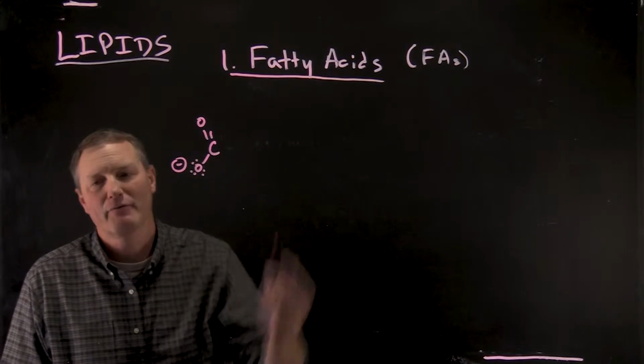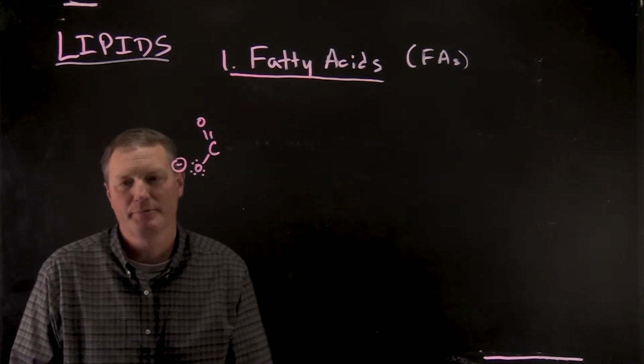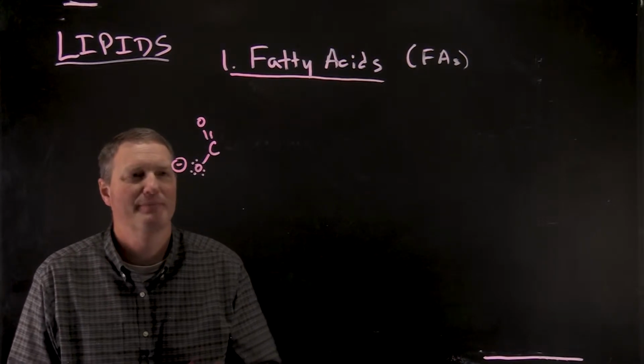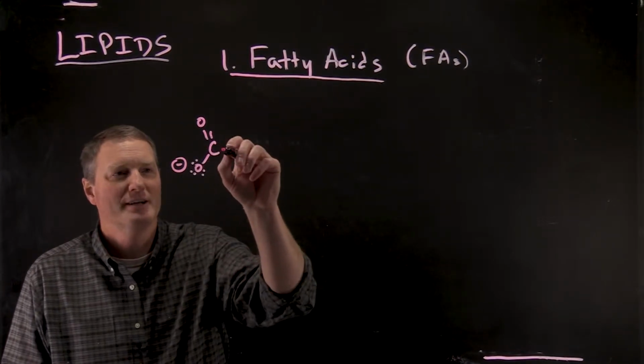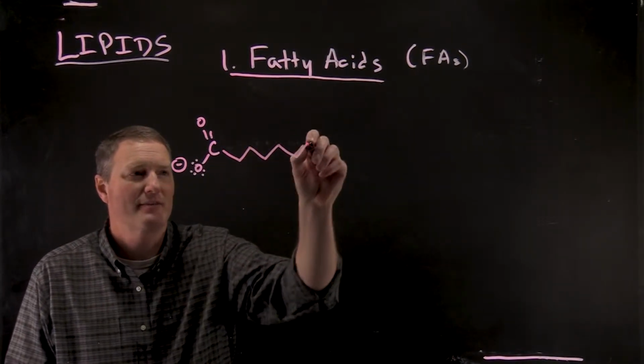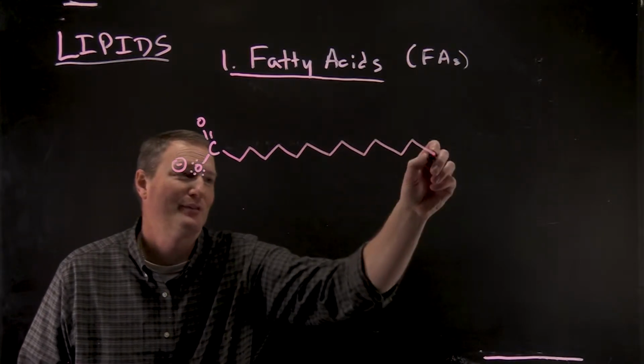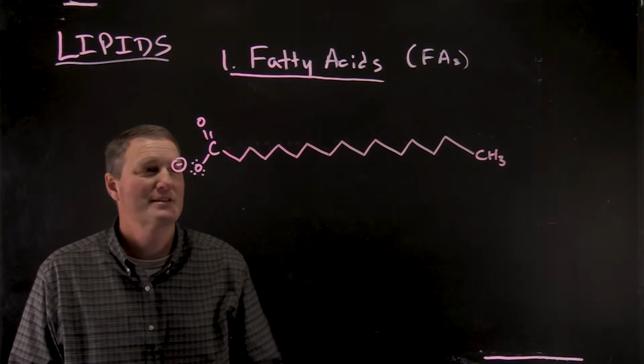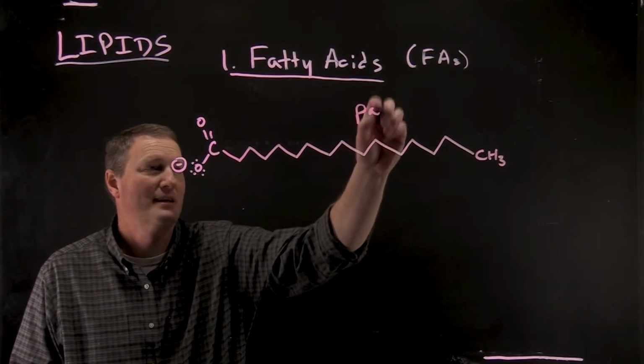And these then have long hydrocarbon chains in them. So I'm going to draw palmitate, which is the C16 version. So this is carbon 1, 2, 3, 4, 5, 6, 7, 8, 9, 10, 11, 12, 13, 14, 15, 16. Okay, so this is called palmitate.